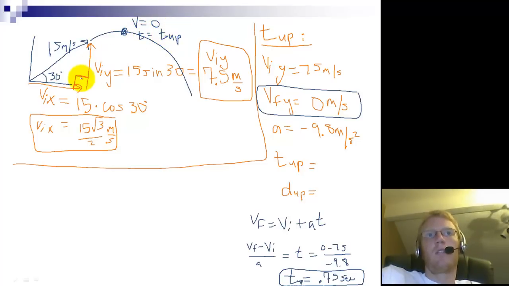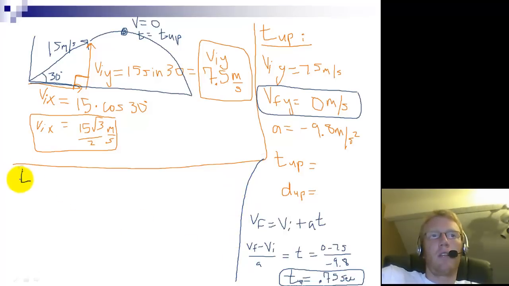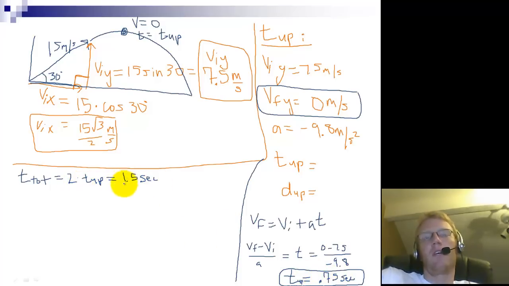Assuming we have no air resistance, which is what we're counting on for all these problems, and also assuming that it lands at the same height that it started at, then by symmetry, the time it takes to go up is equal to the time it takes to go down. So that's the time up. Now we can look at the total time, which is 2 times the time it takes to go up. The time up was around 0.75. Double that and you get 1.5 seconds. That's because of symmetry.